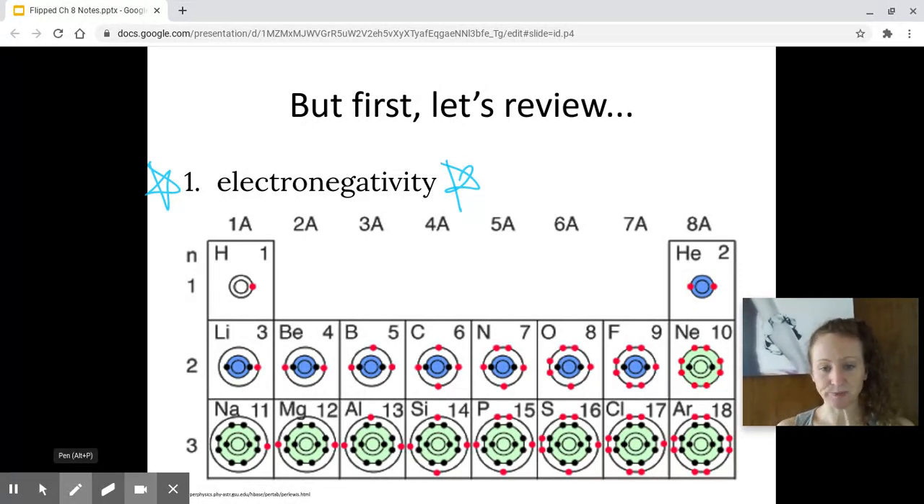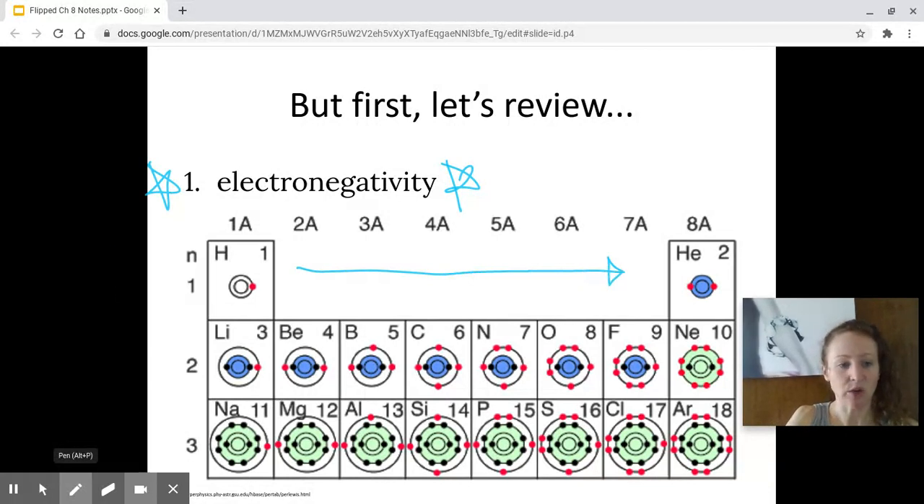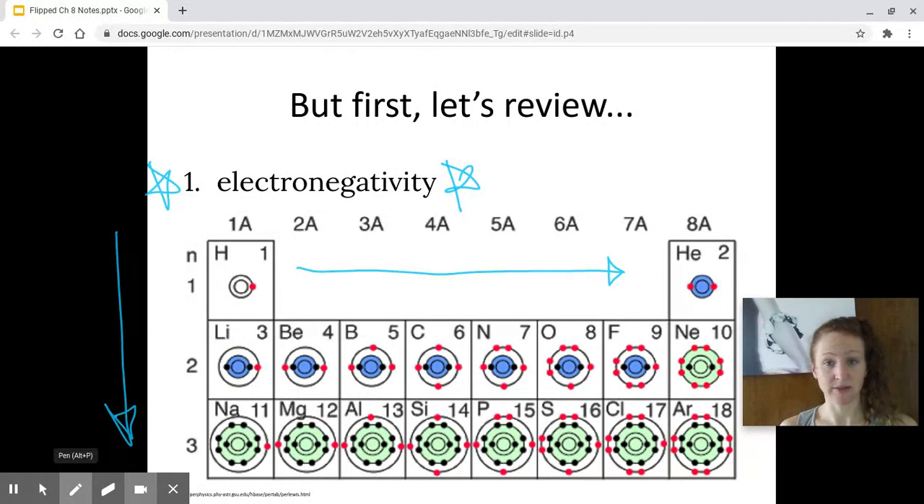but electronegativity is the one that we keep coming back to when we talk about bonding. So this would be a good time to pause the video and try to think, what is the trend for electronegativity left to right? What is the trend for electronegativity top to bottom? And why do these trends happen?